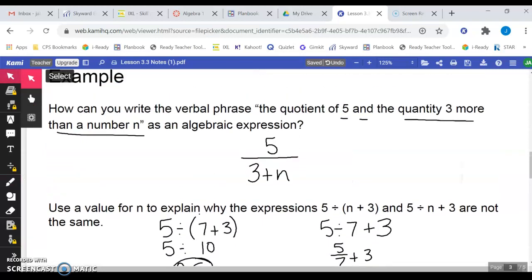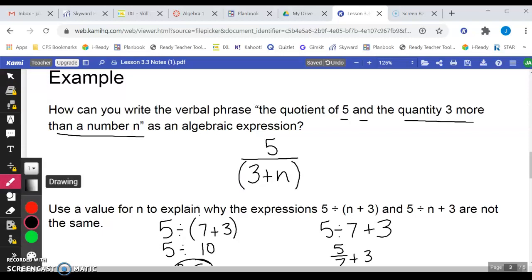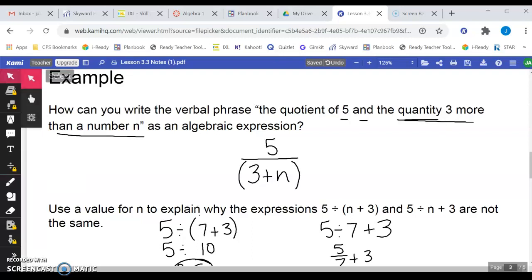So when I go back up, the quantity of 3 more than a number n, that means I missed my parentheses. The quantity of means you need to put parentheses around whatever they're talking about there.